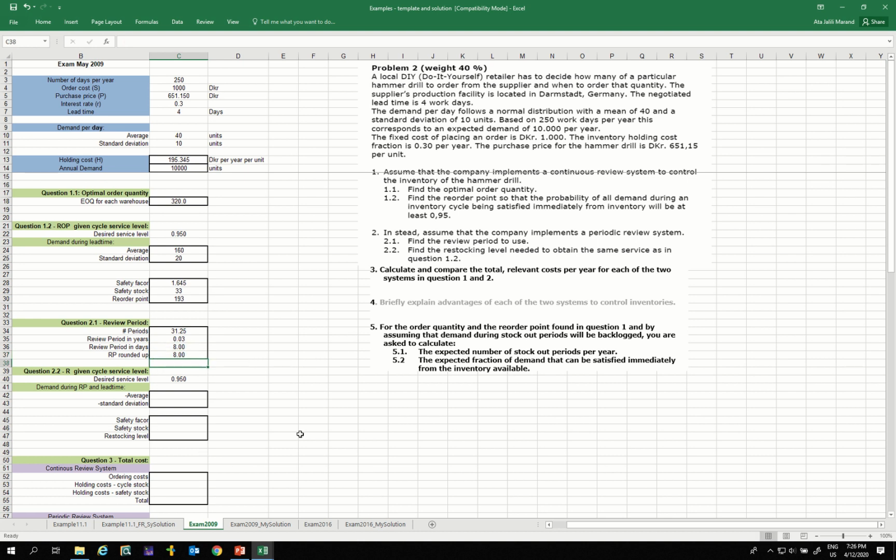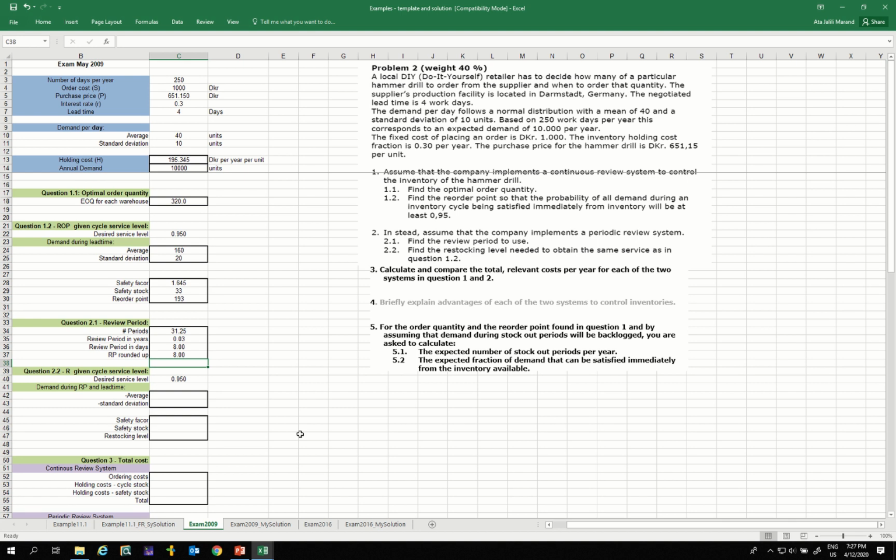So it is 8. 8 days is the review period. In other words, every 8 days I will go and check the inventory to see if it has reached the restocking level, if we need to make an order to increase the inventory level to restocking level or not.